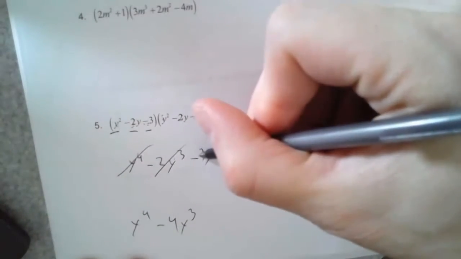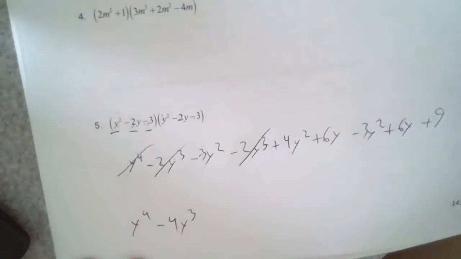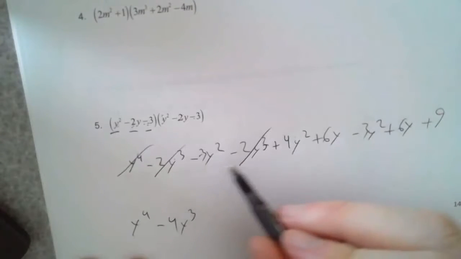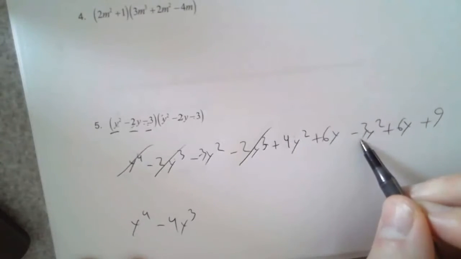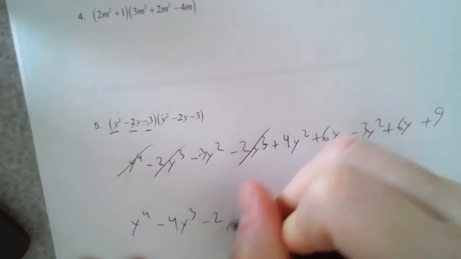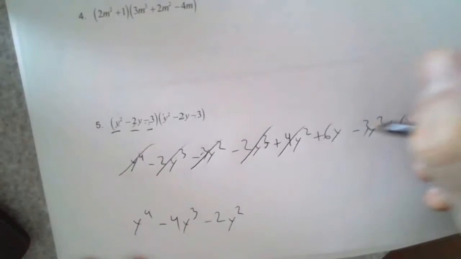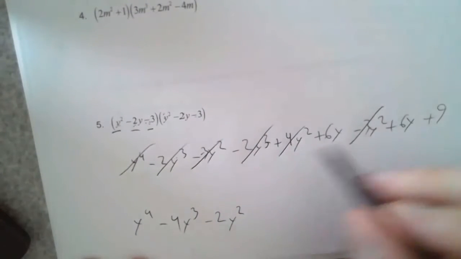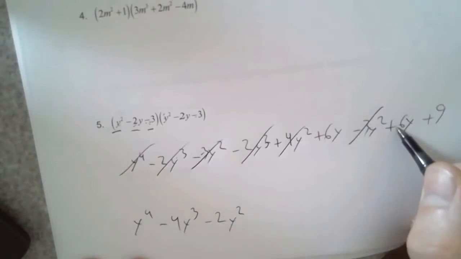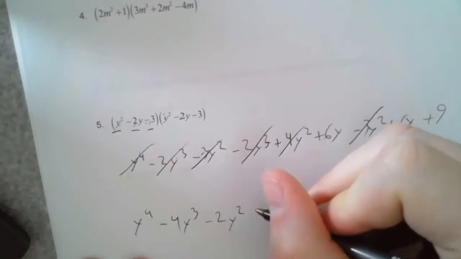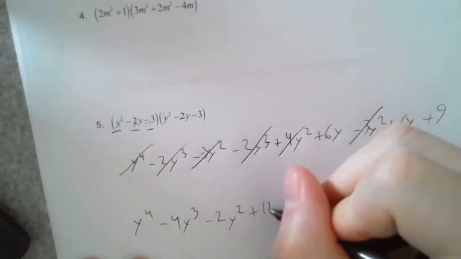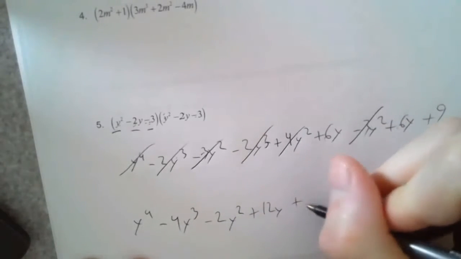So I have minus 2y cubed, and another minus 2y cubed is minus 4y cubed. I have minus 3y squared plus 4y squared minus another 3y squared. That's negative 3, and negative 3 is negative 6, but plus 4, so that's negative 2y squared. I have plus 6y and plus another 6y. That's plus 12y. And then lastly, I have a 9.